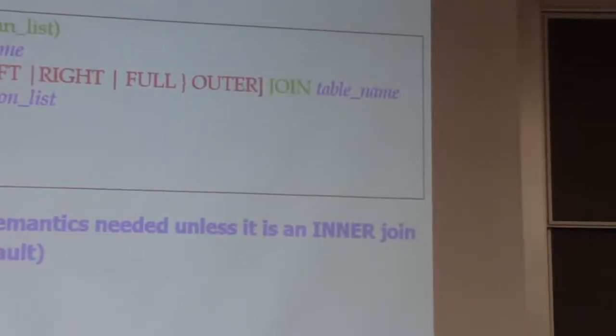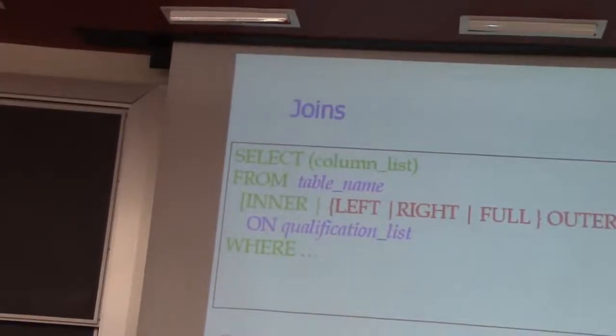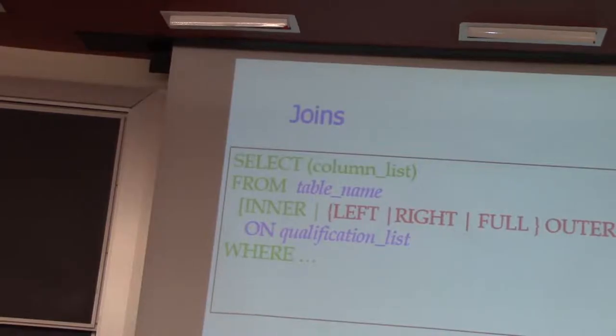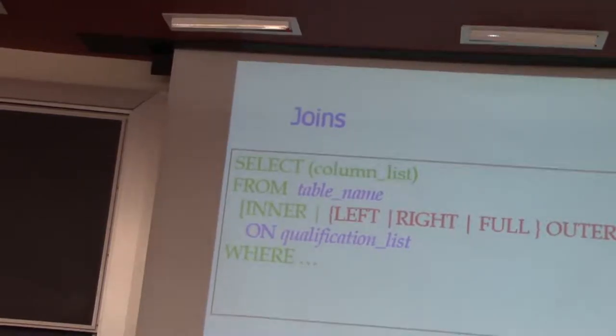The default is the inner join. If you don't specify anything, and you simply say table 1 join table 2 on qualification list, that basically means you are doing an inner join. So this is the default.